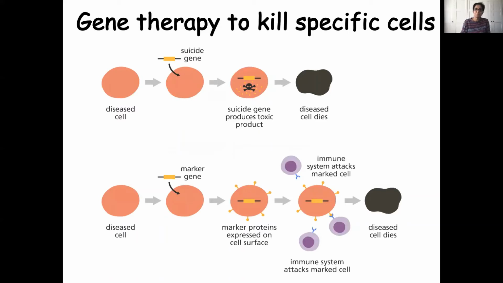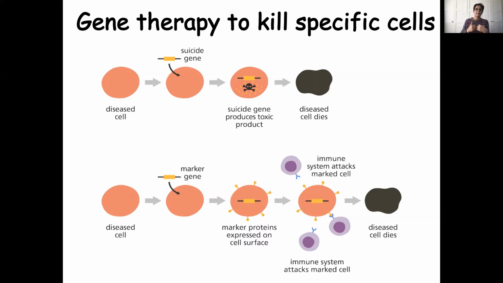And sometimes we may want to kill the cell. I know killing the cell is not one of the things that you want to do, but sometimes killing the cell is important. And I want you to think about a cancer cell. In that case, we may want the cell to die. In that case, we can put a suicide gene, which will make a protein that is toxic and it will cause the cell death.